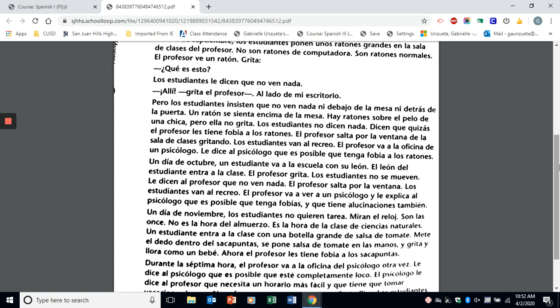Yeah, right. The students don't say anything. They say that perhaps, maybe, quizás means perhaps, or maybe they say, dicen, they say that perhaps the teacher has a phobia to mice or of mice. The teacher jumps through the window of the classroom screaming. The students go to recess. The teacher goes to the office of a psychologist. He says to the psychologist that it's possible that he has a phobia of mice.